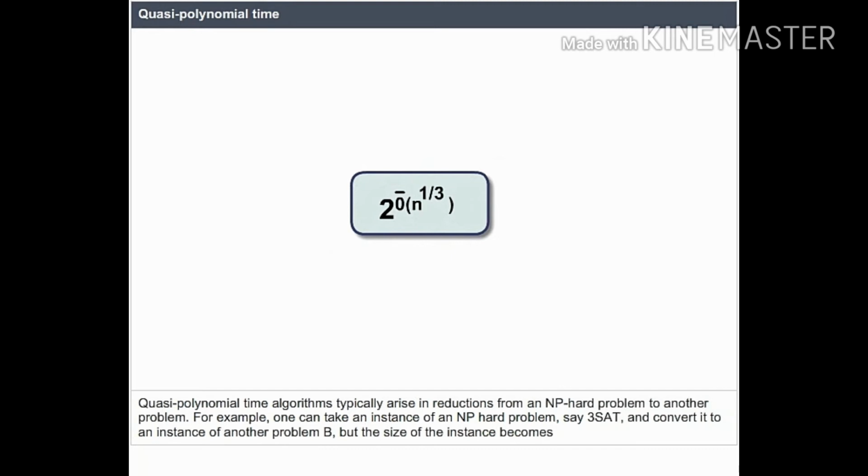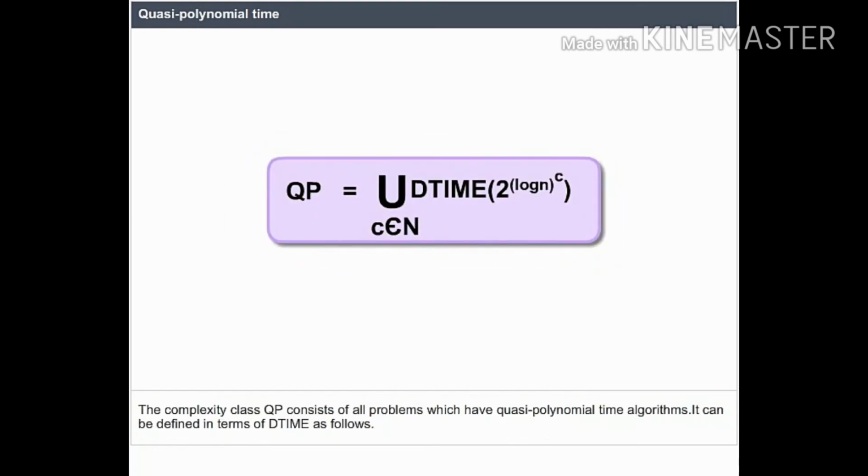Quasi-polynomial time algorithms typically arise in reductions from an NP-hard problem to another problem. For example, one can take an instance of an NP-hard problem, say 3SAT, and convert it to an instance of another problem B, but the size of the instance becomes larger. The complexity class QP consists of all problems which have quasi-polynomial time algorithms. It can be defined in terms of DTIME as follows.